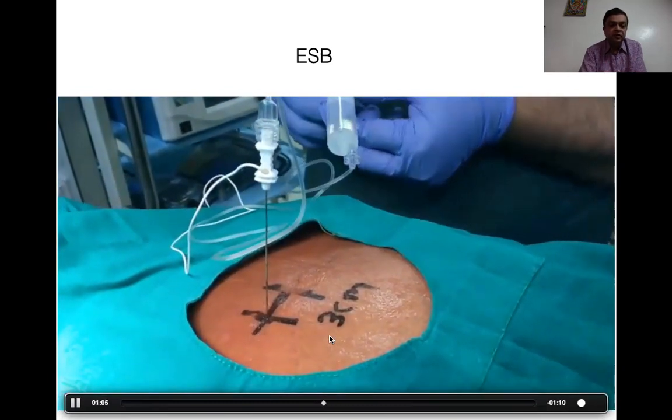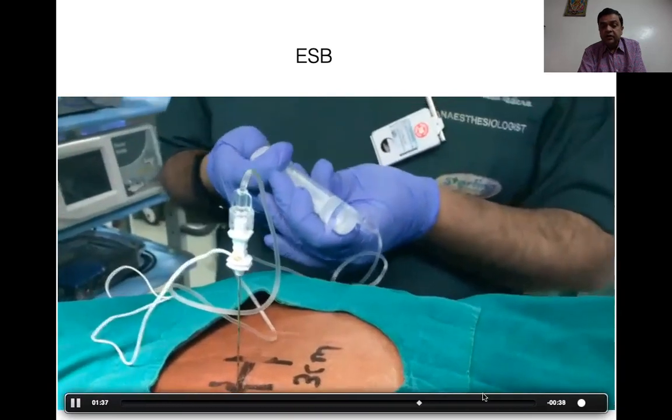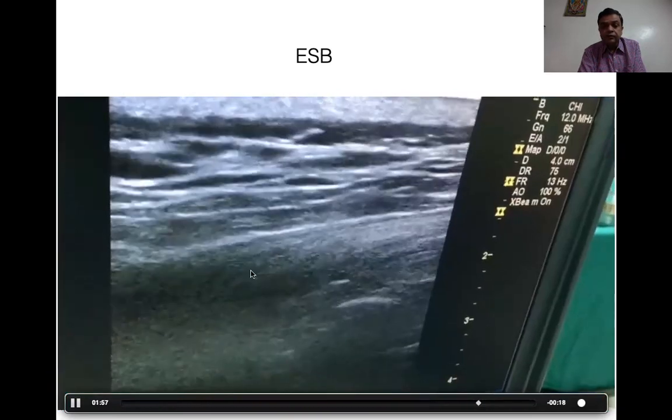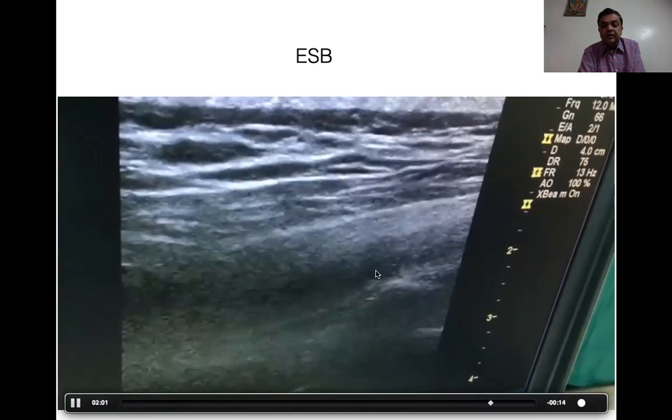So once you hit the transverse process, after aspiration, inject the drug, and here we will see with ultrasound also that this is a transverse process and the drug is spreading nicely in the right plane.